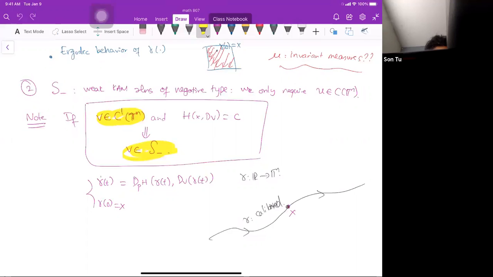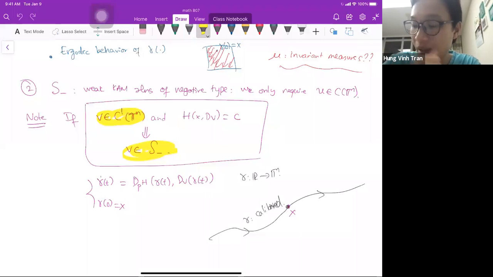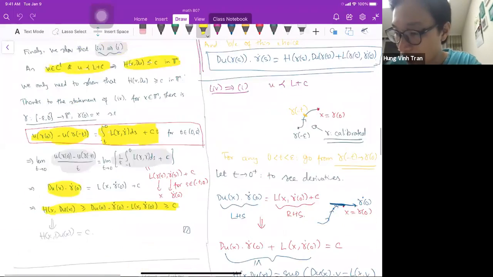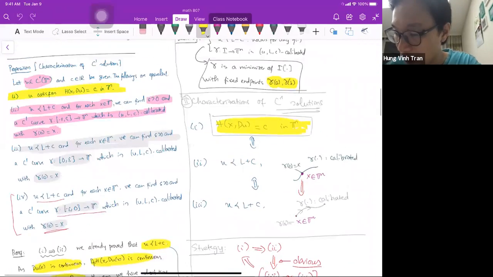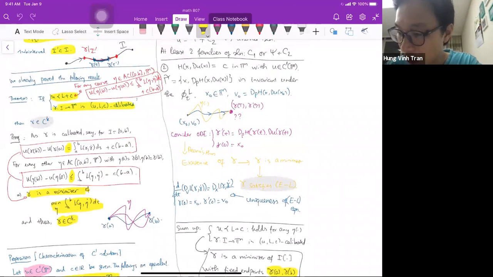Is there any relation between extremal curves and calibrated curves? Okay, so when we have defined it here, this is the result that we proved. If U is bounded or dominated by L plus C, and if gamma is calibrated, then it's a minimizer. So it's stronger than an extremal curve, so surely it's an extremal curve. It's a minimizer, right? Okay.